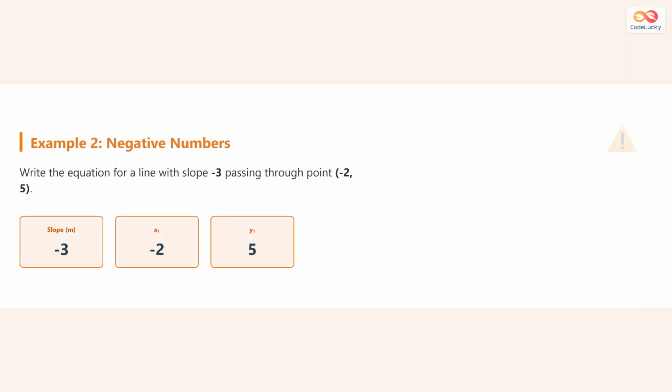Things get a little trickier when negative numbers are involved. Let's look at a new example. Here, the slope is negative 3, and our line passes through the point negative 2, 5. Notice the negative sign on the x-coordinate.